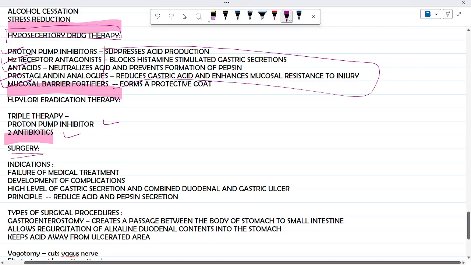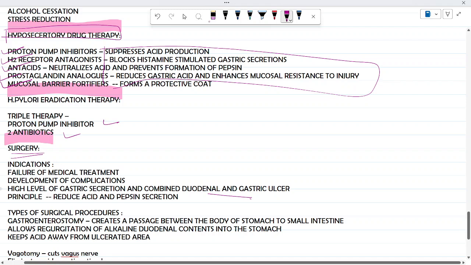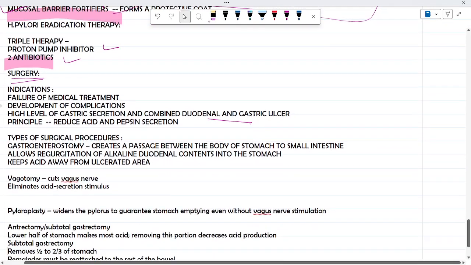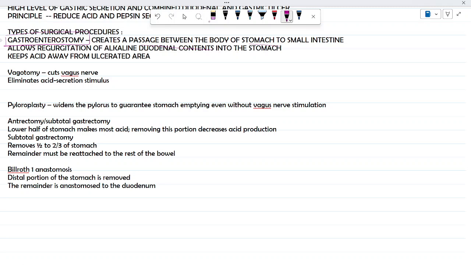And surgery, being the last resort, it is indicated when medical treatment seems to fail, there is development of complications, there is very high level of gastric secretion, and the patient is showing both the gastric as well as the duodenal ulcer. And the main principle behind performing the surgery here is to reduce the acid and pepsin secretion. Types, if we see, the first type of the surgical procedure is gastroenterostomy, which will create a passage between the body of stomach and small intestine, and that will allow the regurgitation of duodenal content into the stomach and keep the acid away from ulcerated areas.